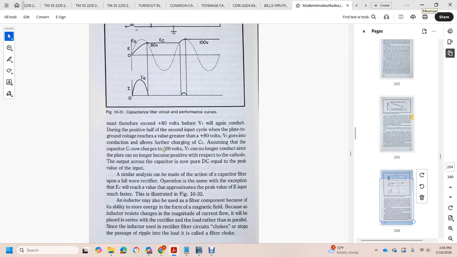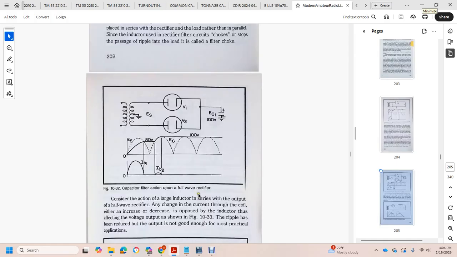The inductor may also be used as a filter component because of its ability to store energy in the form of a magnetic field. Because the inductor resists changes in the magnitude of current flow, it is placed in series with the rectifier load. Since the inductor is used in rectifier filters because it stops or reduces the passage of ripple into the load, it is called the filter choke.